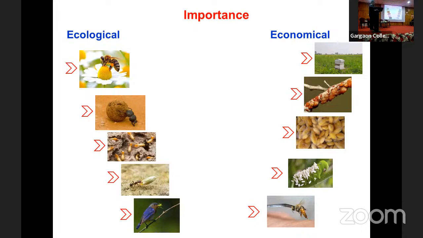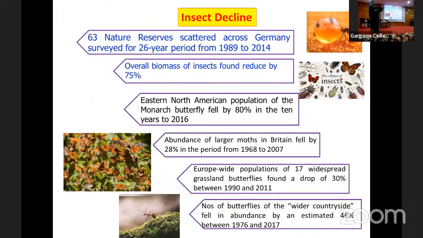Uncountable ones, there are many. But economically, we get a lot of things from insects like honey, lac, silk, then biological control in agriculture, parasitoids, which are an important component, and also in medicine. Many insects are used for medicine, like housefly larva is helpful for wound healing, and bee therapy, they are used.